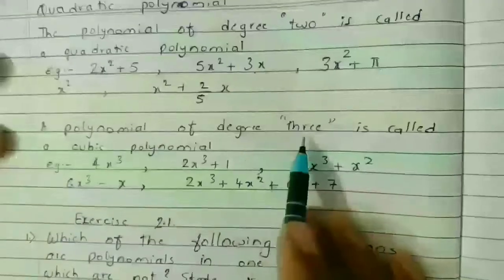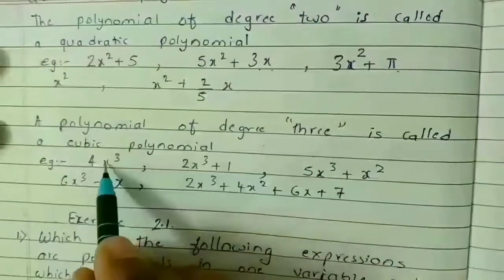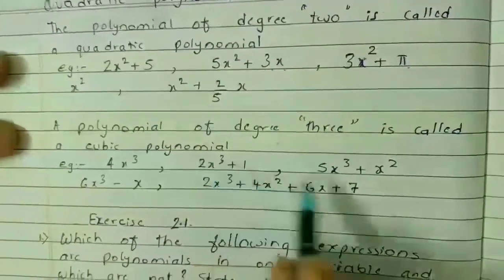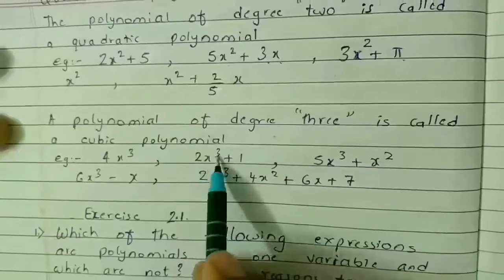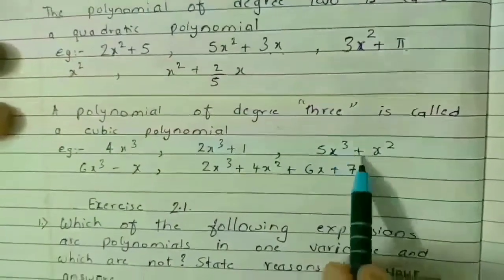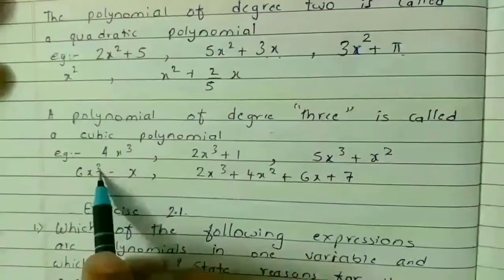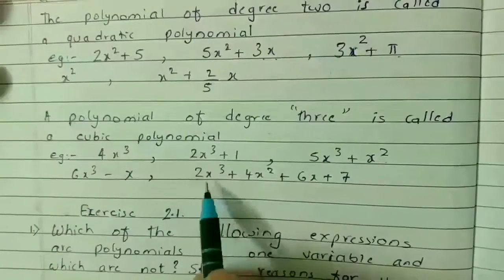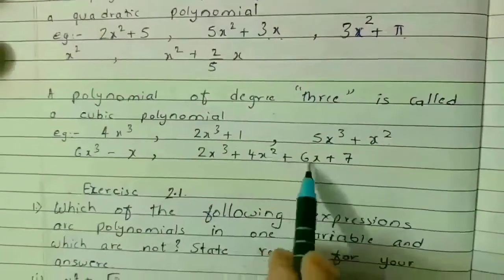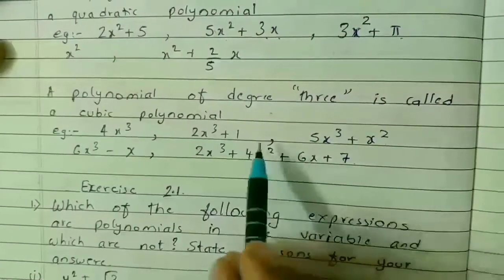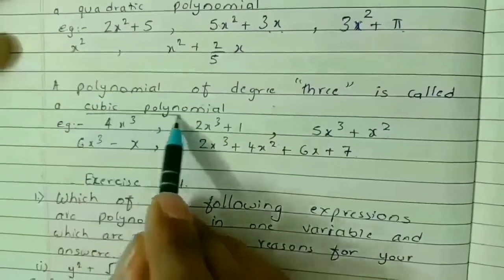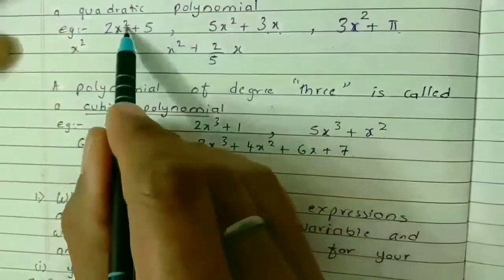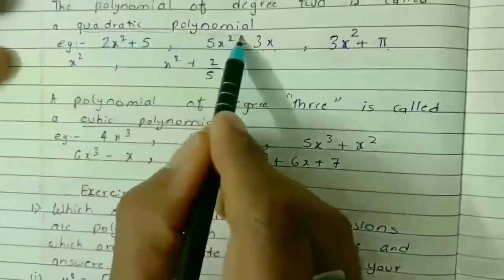Now a polynomial of degree 3. X raised to any number is called degree. So 4x cube, 2x cube plus 1, 5x cube plus x square, 6x cube minus x, 2x cube plus 4x square plus 6x plus 7. If the degree is 3, it is a cubic polynomial. And if it is of degree 2, it is a quadratic polynomial.